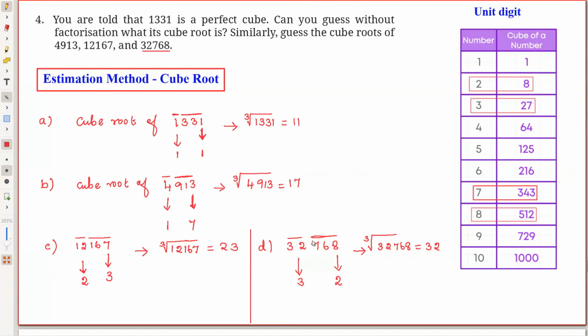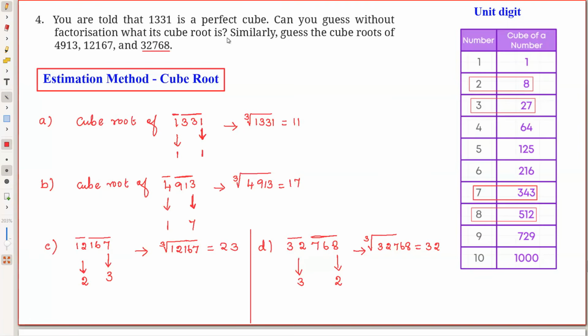Okay. Now 32,768. Place the bar over 3 digits and 2 digits. It's ending with 8, and 8 means ending with 2. The ending digit is 2. For 32, the least cube number is 3 cube, that is 3.